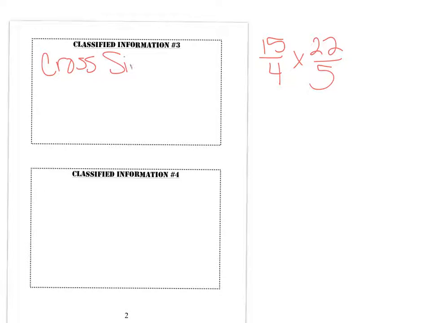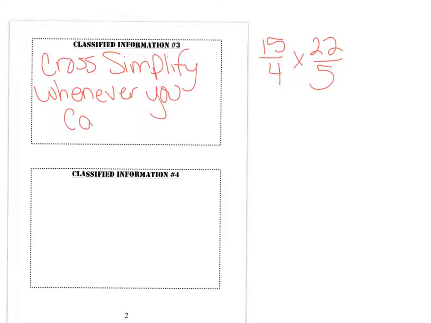Okay, let me write our problem right up here again for us. Our problem is now 15 over 4 times 22 over 5. Classified information number 3 says cross simplify whenever possible. Whenever you can. Okay, so let's take a look at this.